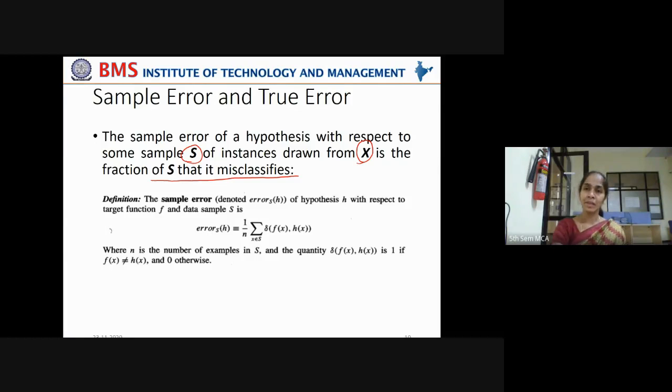Say you have 100 data points. Out of these, it made 95 correct predictions and 5 wrong predictions. Then we say that 95 by 100 is its accuracy and 5 by 100 is its error. That is nothing but 95% accuracy and 5% error. Okay. So what is the definition here?